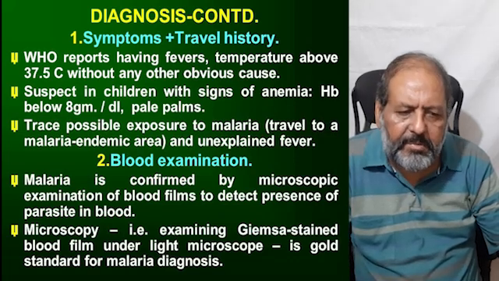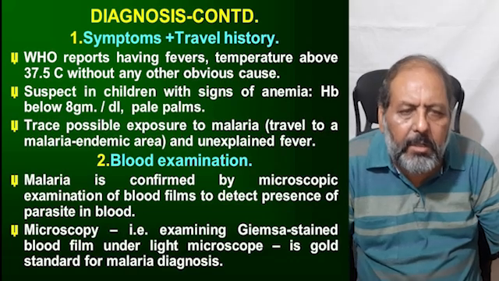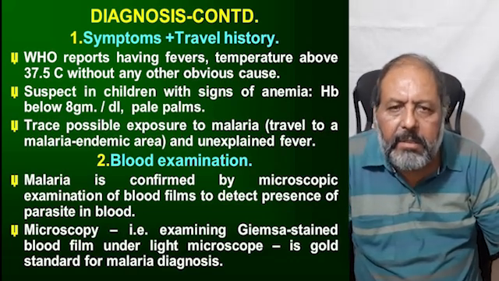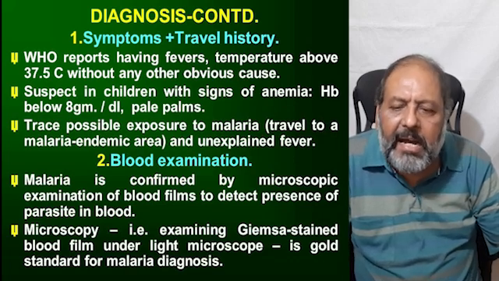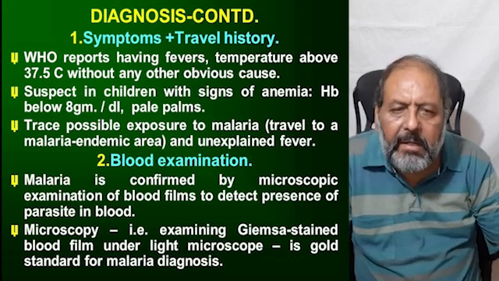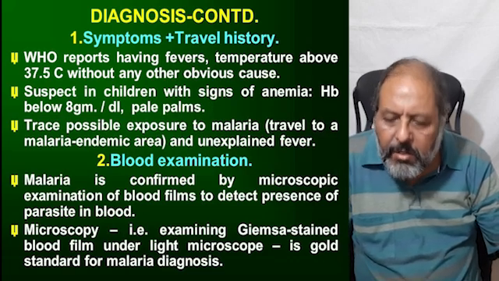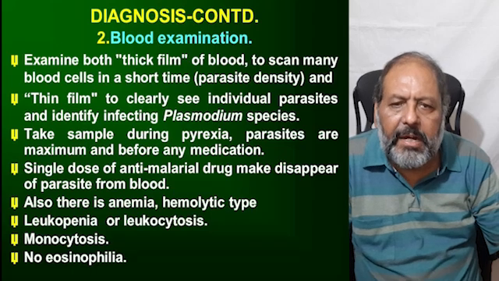Number 2, blood examination. Malaria is confirmed by microscopic examination of the blood film to detect the presence of the parasite in the blood. In microscopy, we examine the Giemsa stained blood film under the light microscope, and that is the gold standard for the diagnosis of malaria.